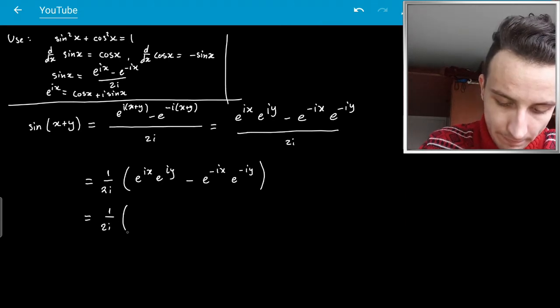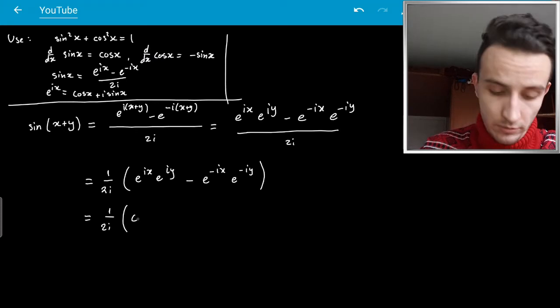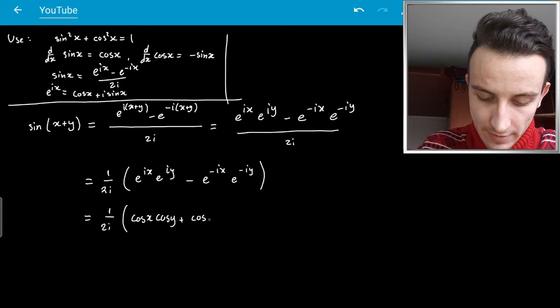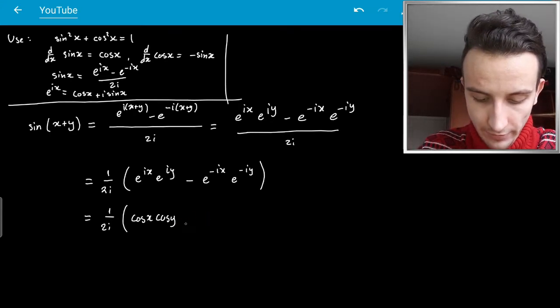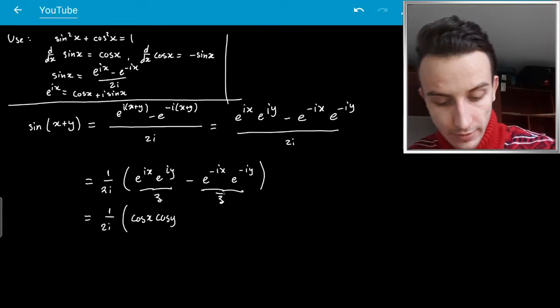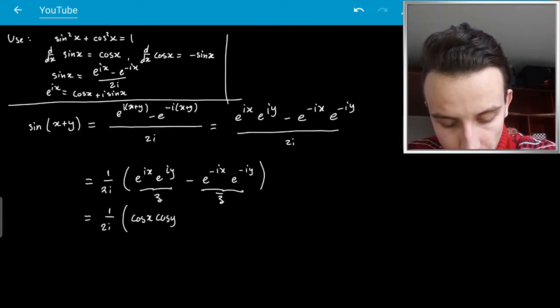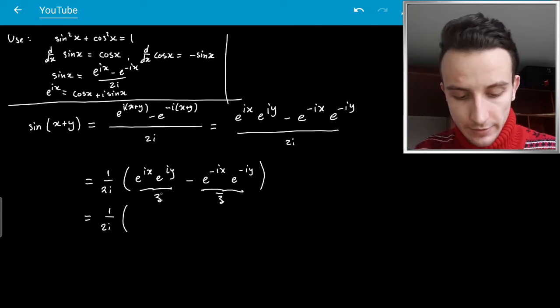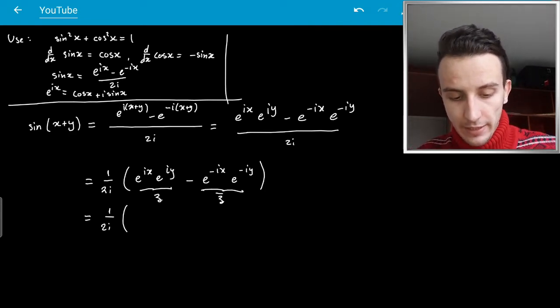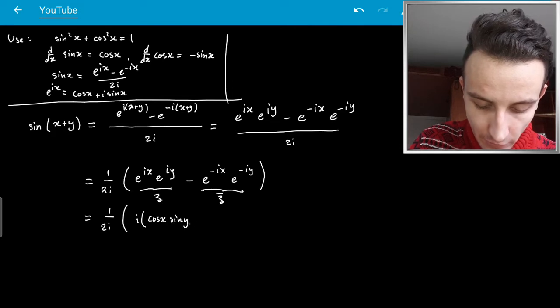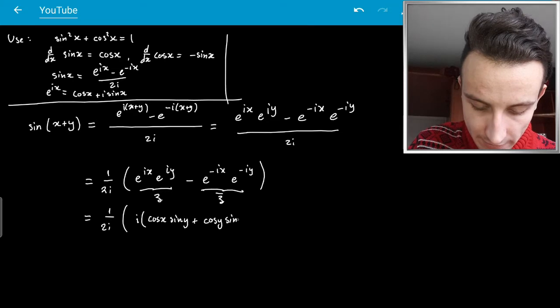Okay, so this is 1 over 2i. We'll have cosine x, cosine y, plus cosine. There is an interesting thing here, right? This guy is just this guy conjugated, so if this is z, and this is z conjugate, I'll only have the imaginary parts left over. So I hope you guys can see that. This will shorten our procedure a lot. e to the ix is cosine x plus i sine x. So the imaginary terms that survive are i times cosine x sine y plus cosine y sine x.